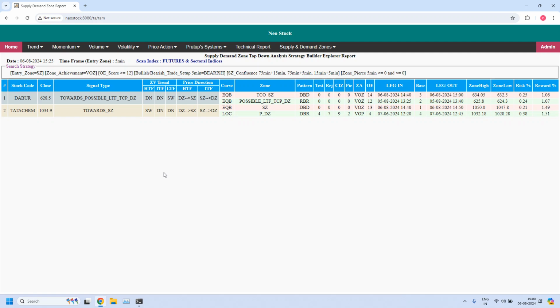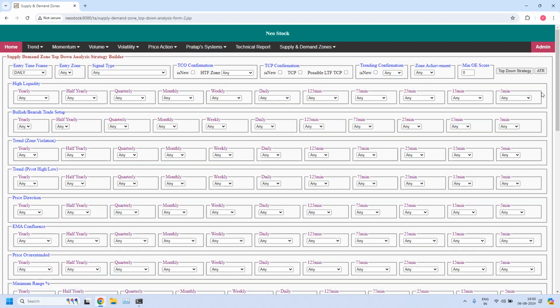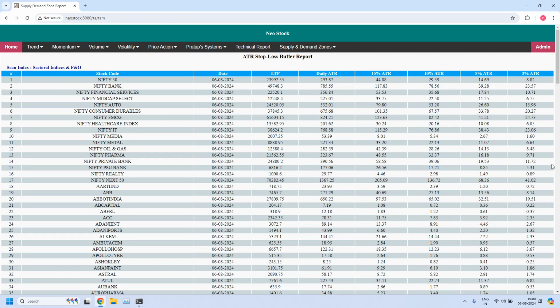Now in the final report, let us generate stop buffers based on daily ATR. So these are the stop buffers. The first 17 in this list are indices, including all the sectoral indices, and the remaining are all equity stocks listed in the F&O category. So I am scrolling the list down. Any of the stocks you want to refer, please pause the video.